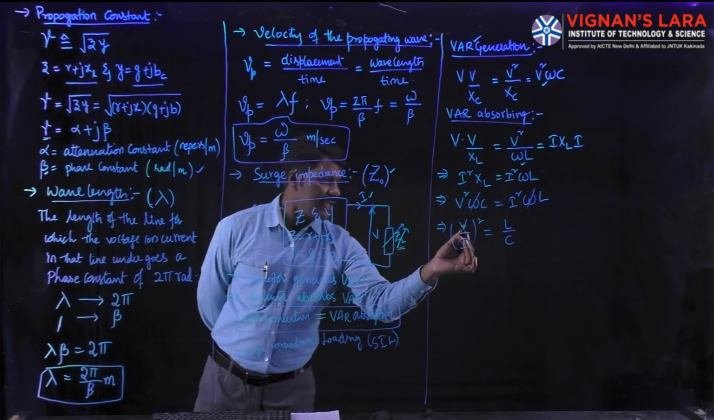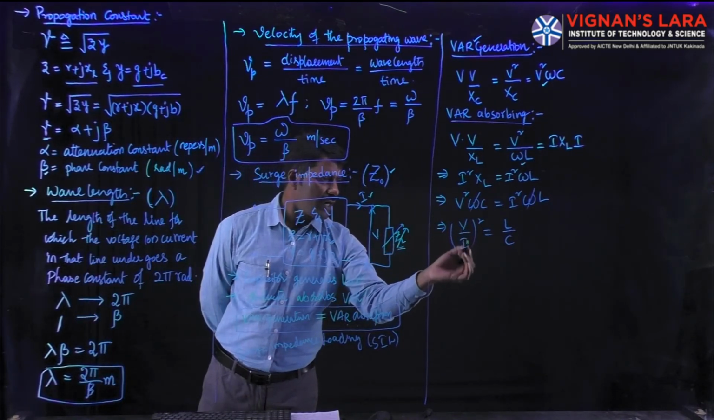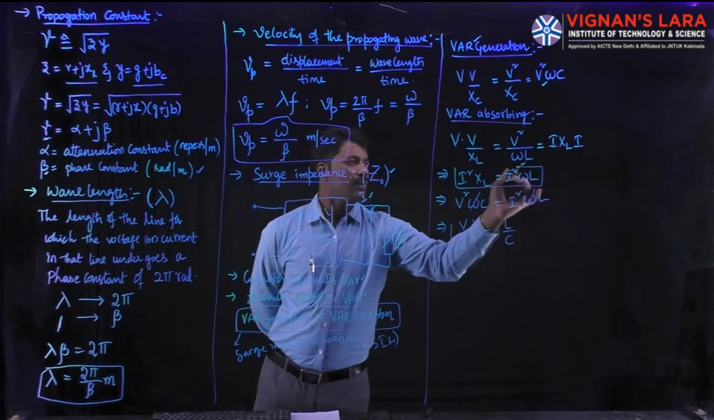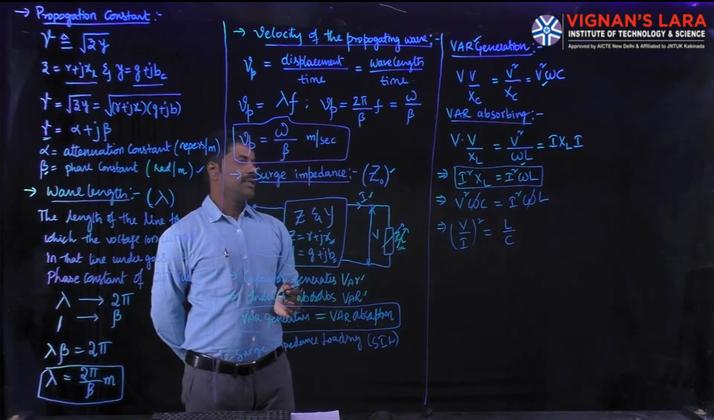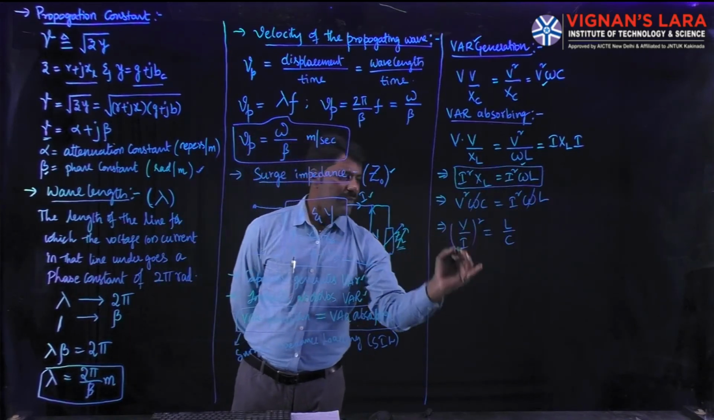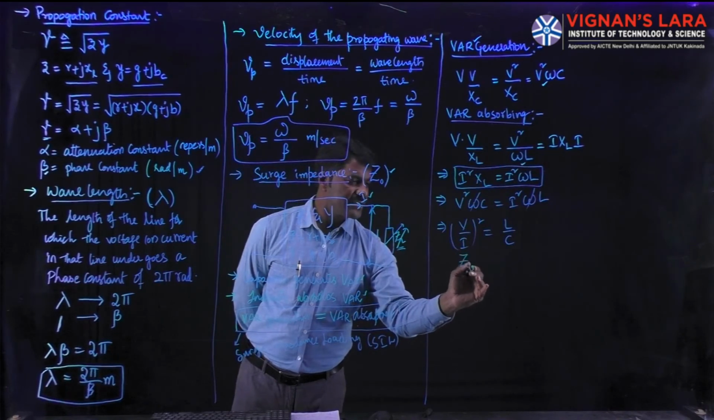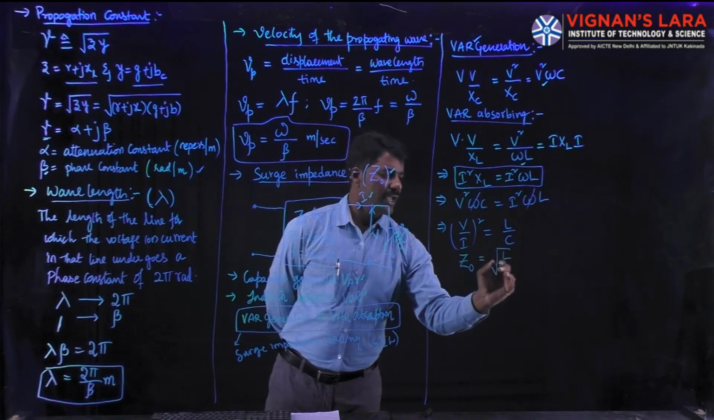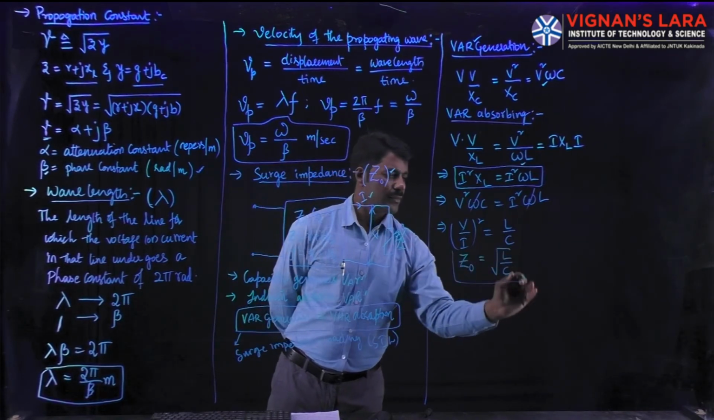Then you can tell here the V by I ratio. How did you get this V by I ratio? By equating the VAR generation and VAR absorption. Since we equated them there and followed the definition, I can write this V by I as the surge impedance Z0. Z0 is equal to the square root of L by C. Very important.